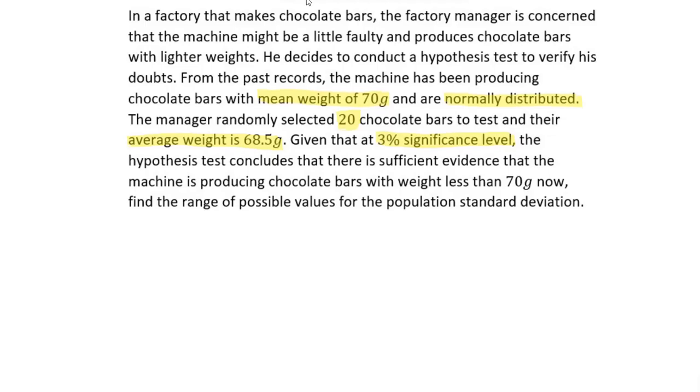As always, we start by writing down our null hypothesis, which is your H naught. In this case, your H naught claims that the mean was 70 grams. This was from before, right? So we assume that this is still correct, it is still 70 grams. Your alternative hypothesis thinks that now, maybe because the machine is slightly faulty, the mean is less than 70 grams.